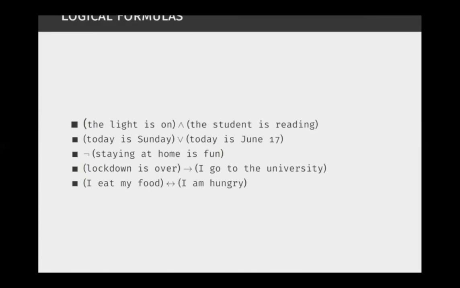Finally, the last statement is biimplication. It says, I eat my food if and only if I am hungry. This means if I eat my food, then I am hungry. And if I am hungry, then I eat my food. So in a sense, the biimplication simply says that these two statements are equivalent. They have to be true or false at the same time. And for example, if I'm not hungry, but I eat my food, then this statement is false.